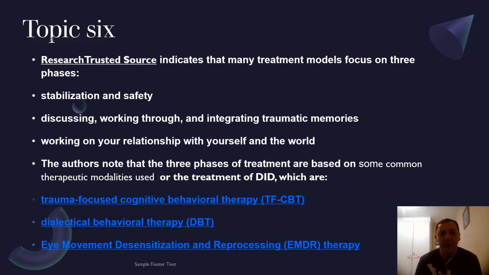Okay, topic 6. Research from trusted sources indicates many treatment models focus on 3 phases: stabilization and safety, keeping the person safe and stabilized in their right mind; discussing, working through, and integrating traumatic memories; and then working on relationship with yourself and the world. When a person comes for counseling, they're not always in a dissociated state. You might talk to the person, the real identity. The authors note that the 3 phases of treatment are based on some common therapeutic modalities used for the treatment of DID, which are trauma-focused cognitive behavioral therapy, dialectical behavior therapy, DBT, and eye movement desensitization and reprocessing, EMDR therapy.